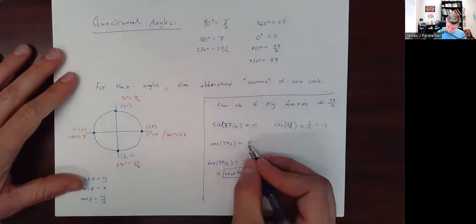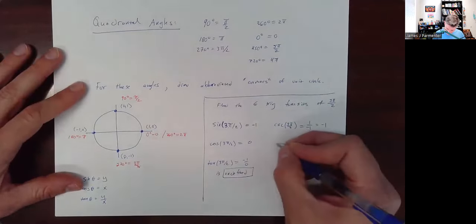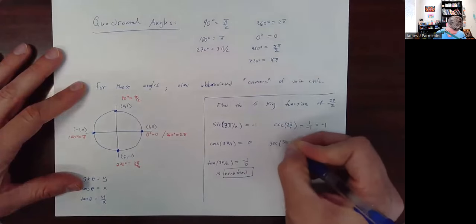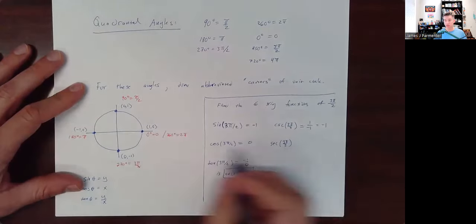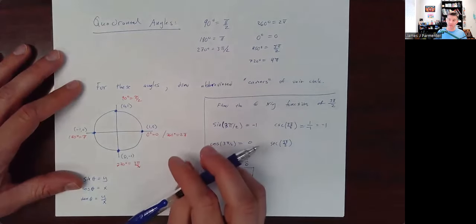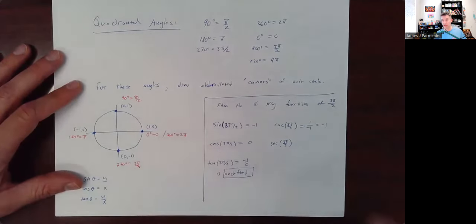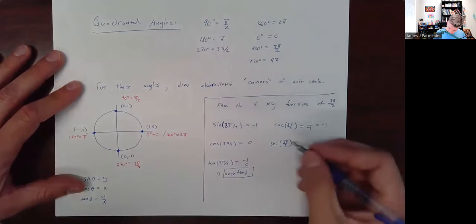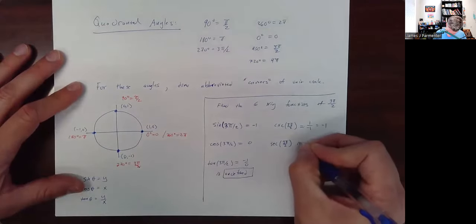Cosine of 3 pi over 2 equals 0. The reciprocal of 0 is 1 divided by 0, which is undefined. So essentially, whenever one of the reciprocal pairs is 0, the other one will be undefined, and vice versa. Whenever one of them is undefined, the reciprocal will be 0. So secant of 3 pi over 2 is going to be undefined.